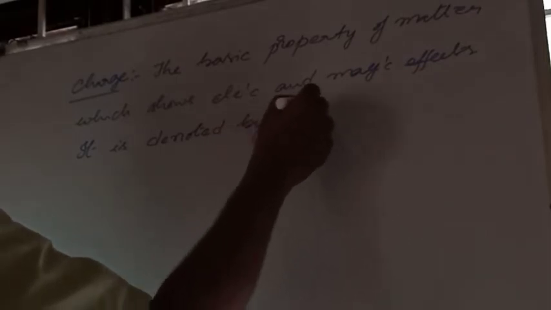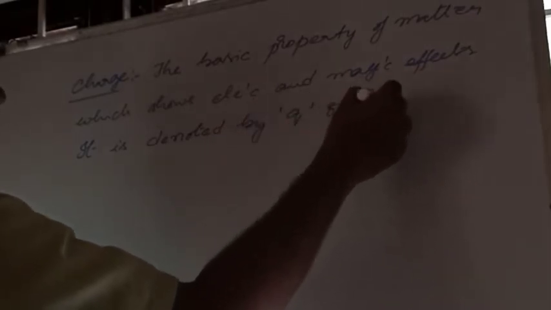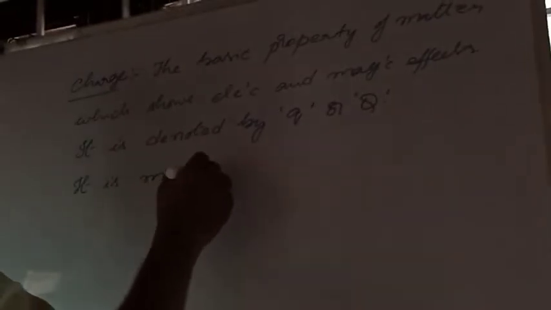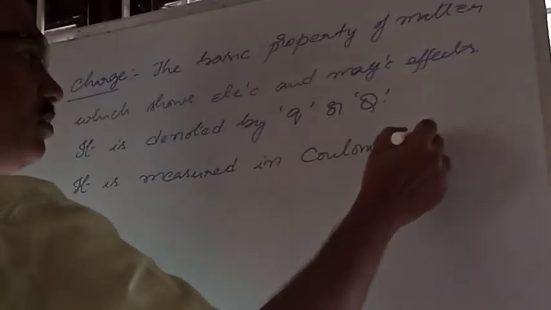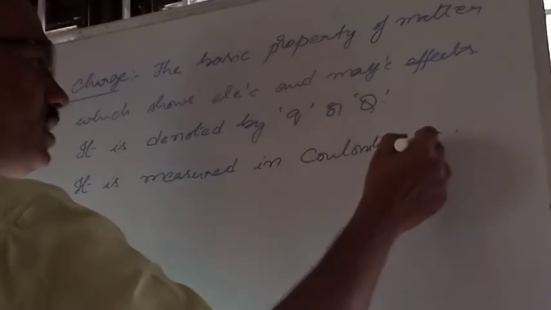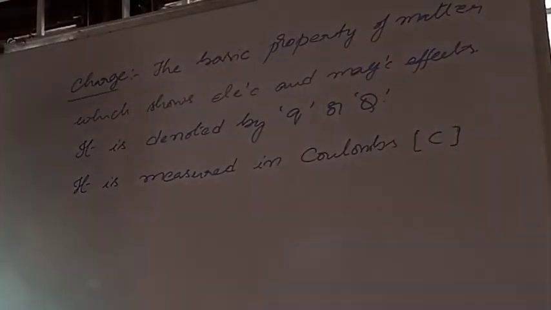Electric charge is denoted by small q or capital Q. We use small q or capital Q for a charge, and it is measured in coulombs. The symbol is C.